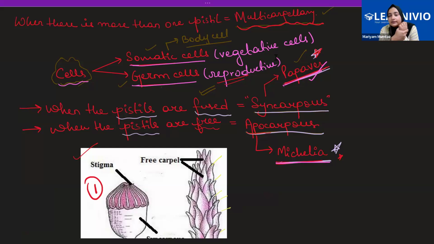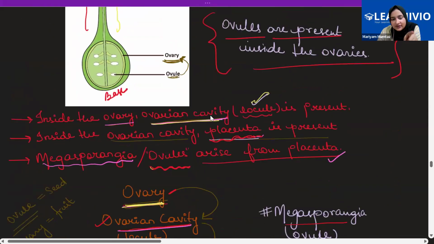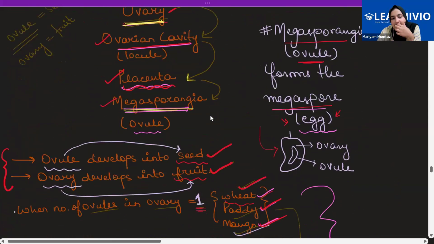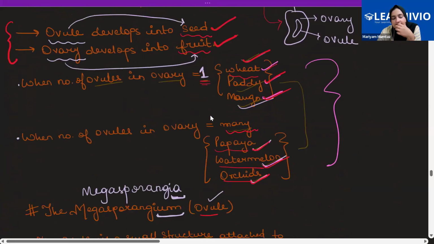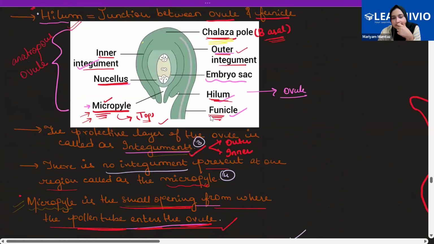Ma'am, I think we finished this. We took this in the last class. I was like, I'm repeating these things. I believe this is also done. Yes, ma'am. Pre-fertilization, I think. I have to start from here. Megasporangia was not done, right?